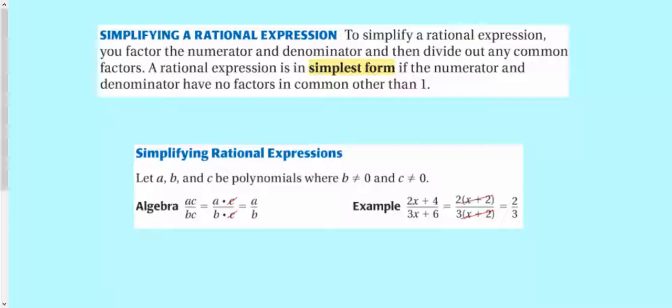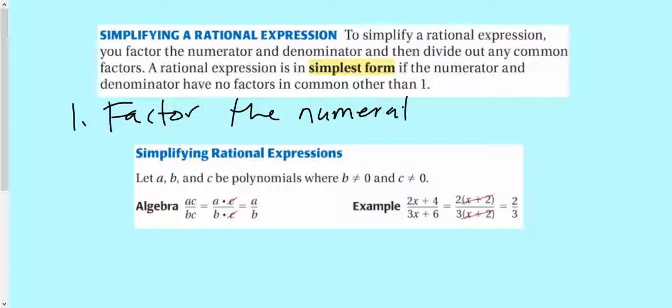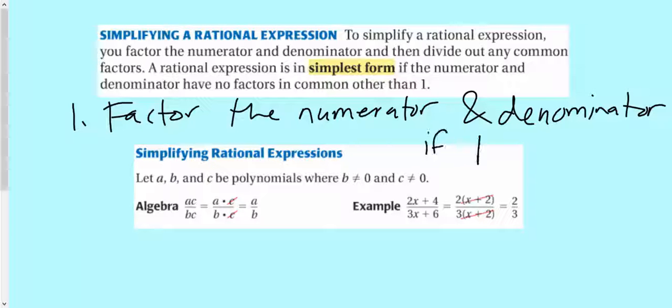The numerator and the denominator have no factors in common other than 1. So what that means is step number 1 is we're going to factor the numerator, which is the top of the fraction, and the denominator, which is the bottom part of the fraction, if possible. And there are some things in here that students do wrong, and I'm going to try to demonstrate those things.